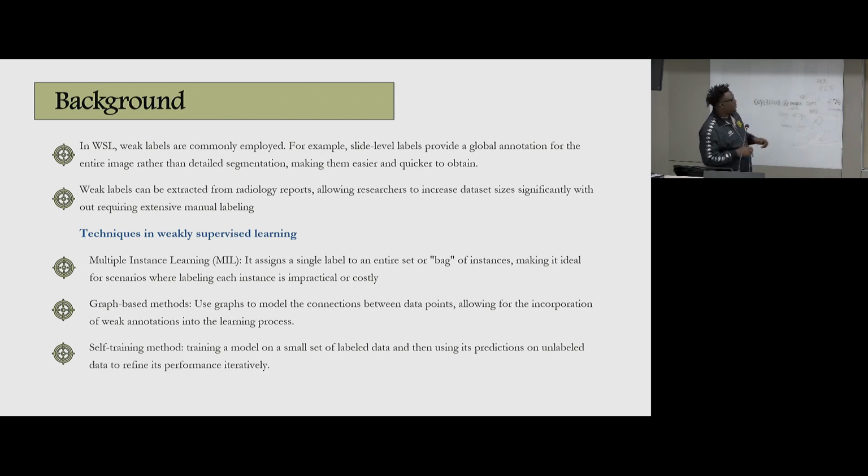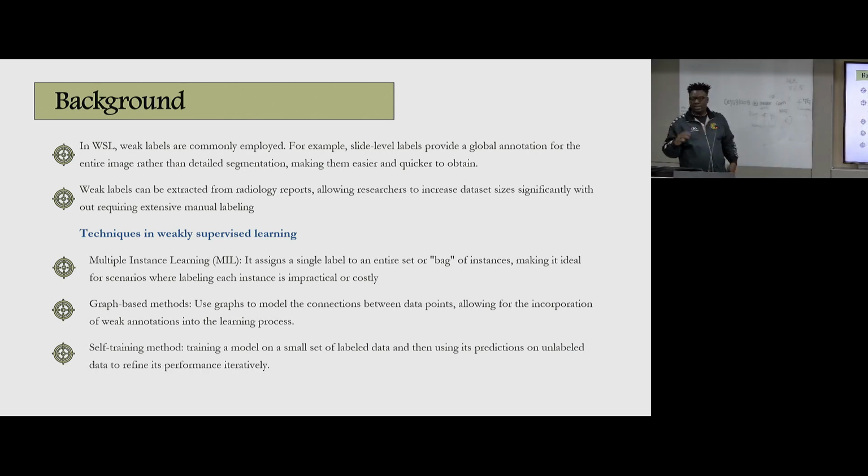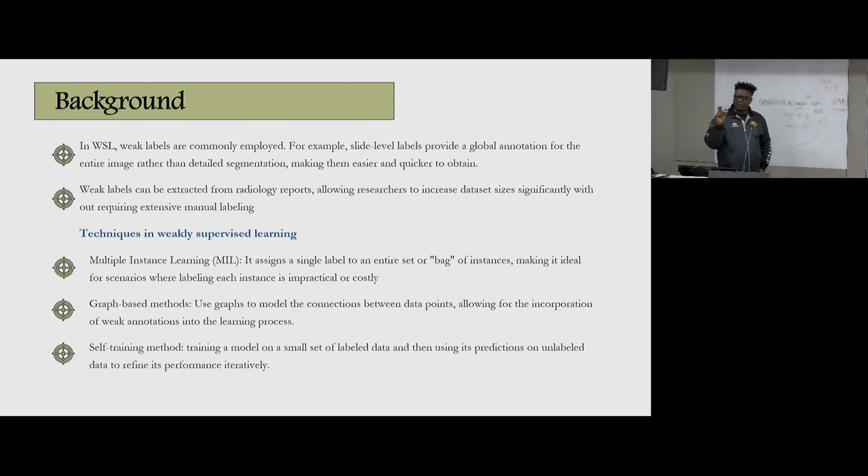And then another way is the graph-based method, where you connect all the data points, and also the self-training method. What's the meaning of self-training? Very simple though. First of all, you perform the training. You have a few labels, so you use those to perform the training. Then you do some testing. On the testing, you get a new label predicted based on the data, and you add it back to the training set, and you retrain again, and so on.